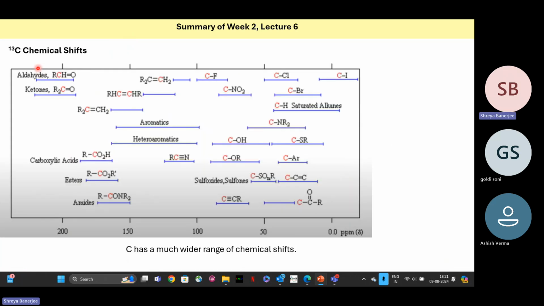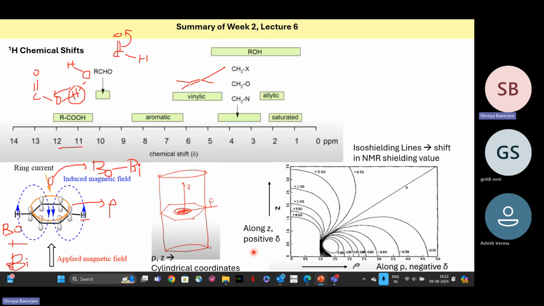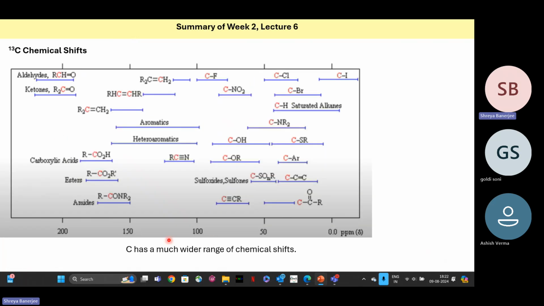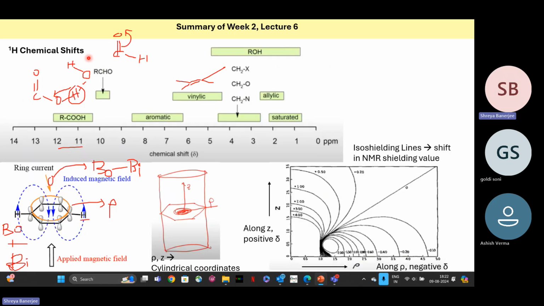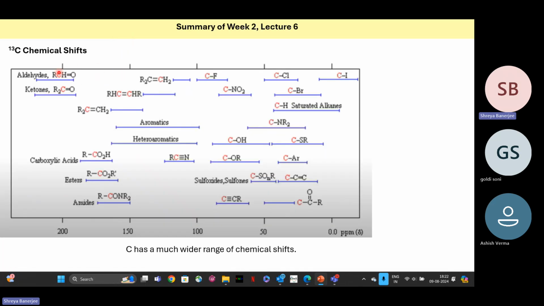Similarly, you can have ranges for the 13C chemical shifts. The only difference is that carbon has a much wider range of chemical shifts. In hydrogen, it was mostly between 0 and 12, but in carbon it goes up to around 250 or greater. So the range is much wider, but more or less the order is the same. By that I mean that here also, as you saw, the carbonyl compound was one of the most downfield shifted, and the same is the case here.